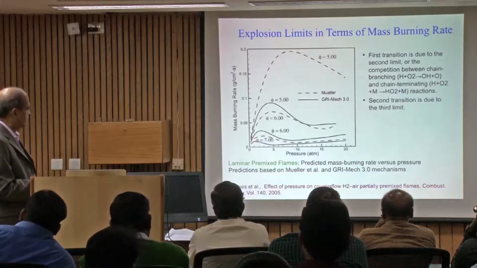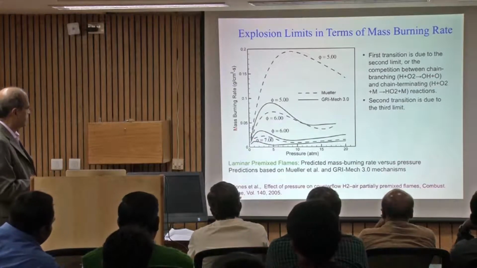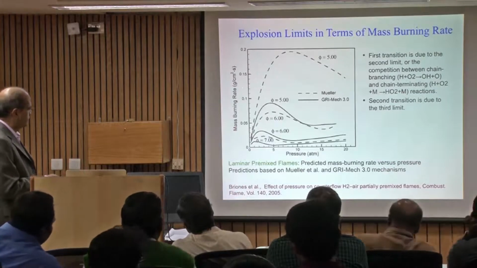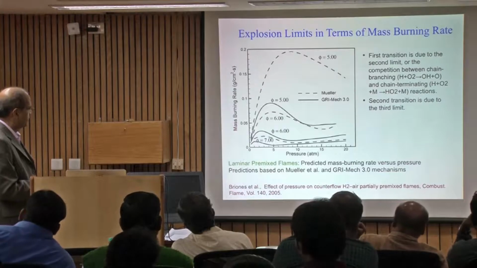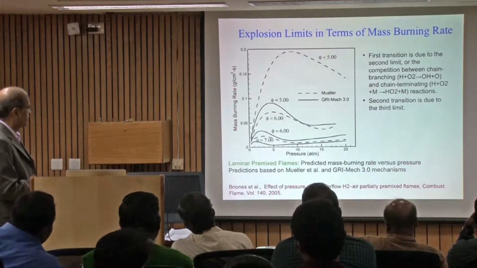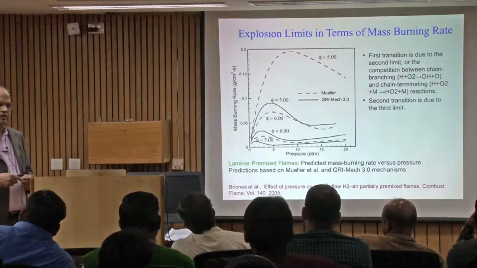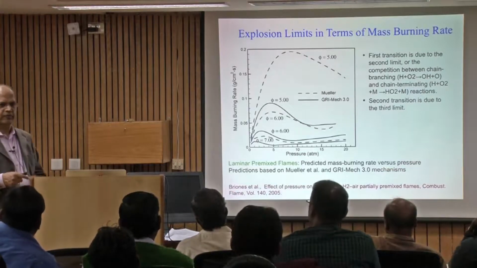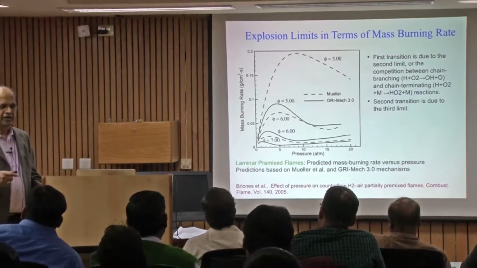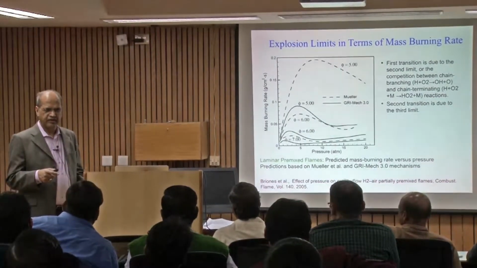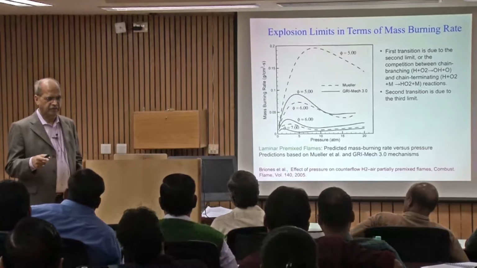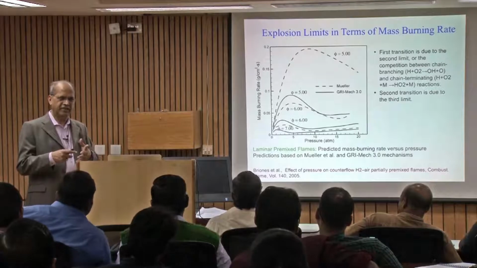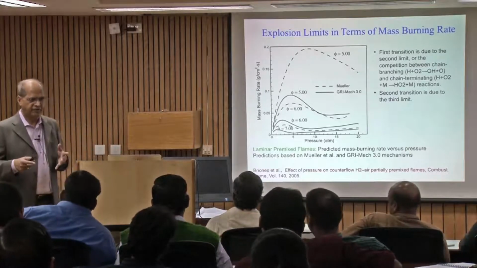So what is being plotted here? We are going to discuss this later. This is for laminar premixed flames, the mass burning rate. That's the flame speed times the density of the mixture. Because velocity times density times area gives you a mass flow rate, right? So here is the mass burning rate: density times velocity, the laminar flame speed.